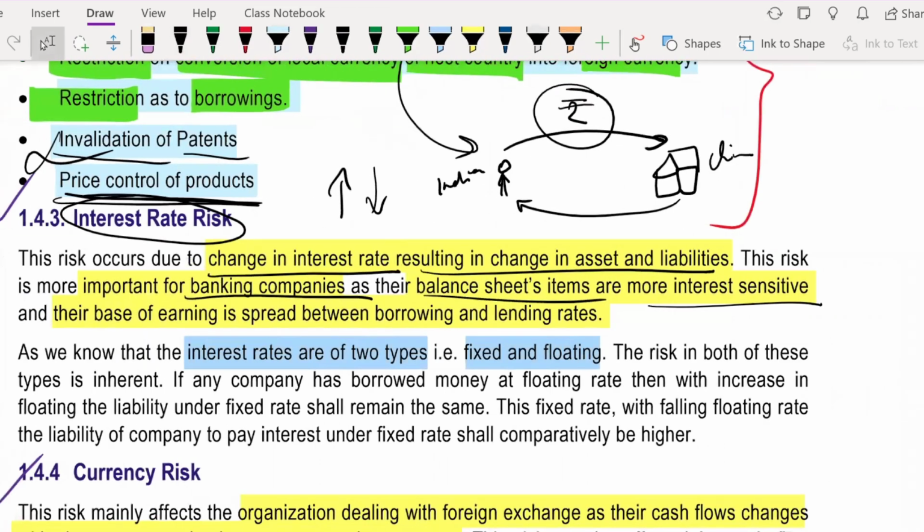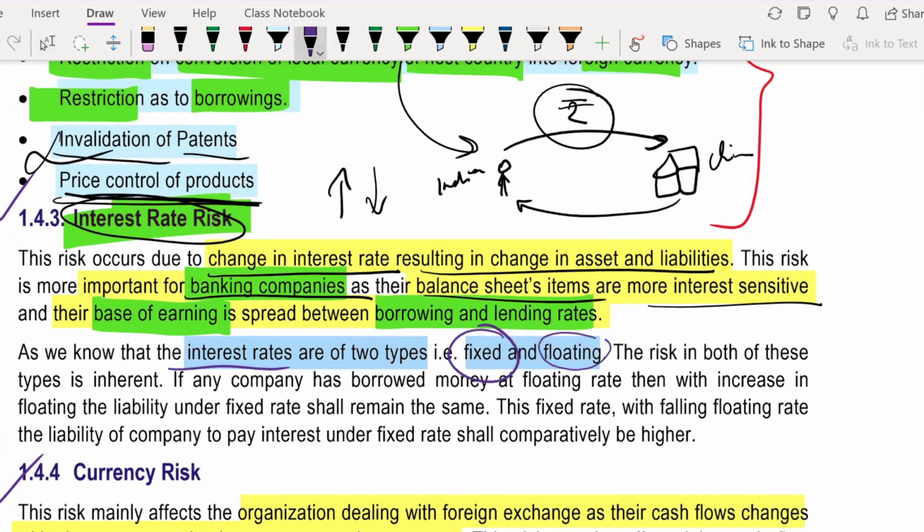So due to this, there is an interest rate risk posed on these banking companies, because a banking company's base of income is itself borrowing and lending rates. Depending on that only, they earn. Because of that, the interest rate risk in banking companies is the highest. Okay, yes. Then there are two types of interest rates, fixed rate and floating rate, and you can read about the risk that might come from them in the paragraph below.